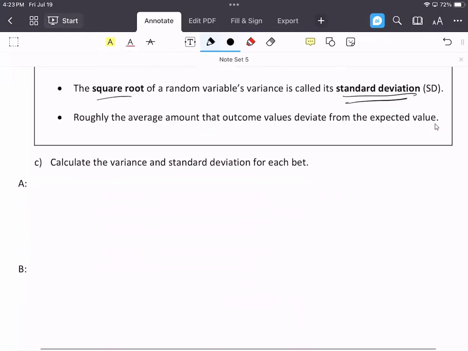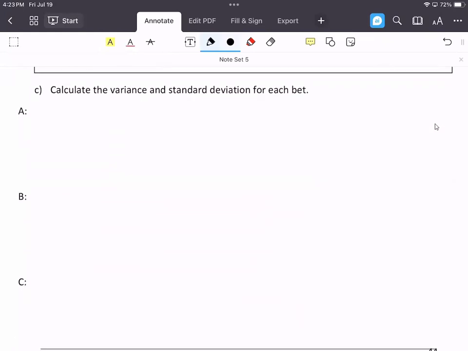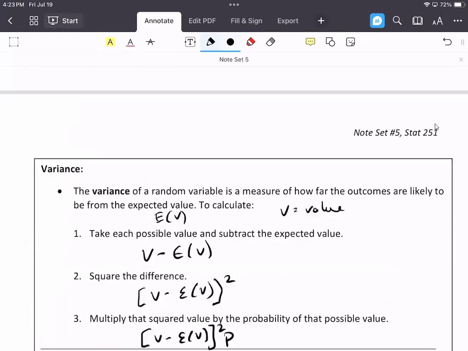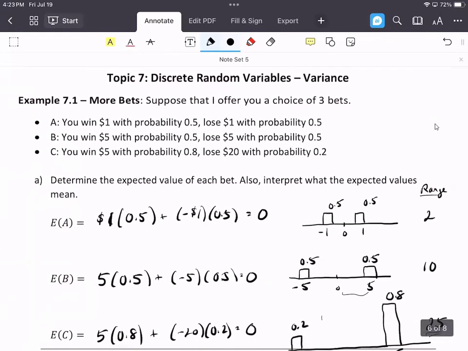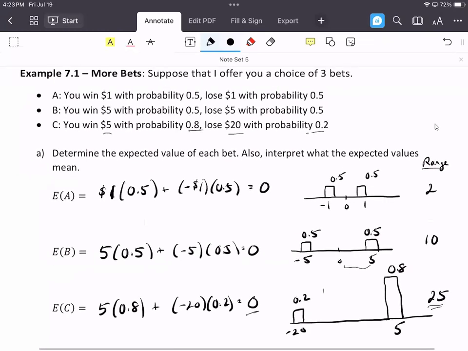Let's do bet C first. This is the one where students tend to struggle the most. The variance for C. What are the values that we have for bet C? If you go back up, we see that for bet C, we have two values. We've got losing 20 bucks or making $5. And then we have the related probabilities. And the expected value for that was 0.